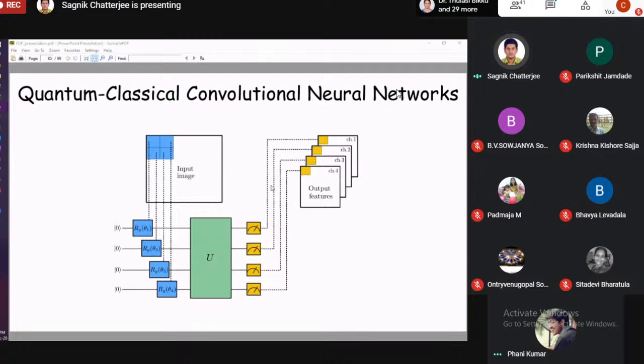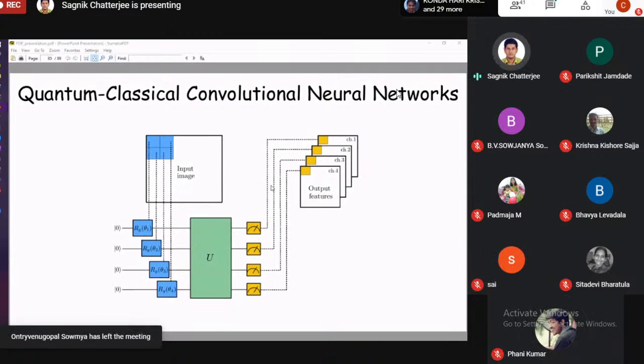So instead of using it as a classifier layer, we can also use it as kernels. So how do we use it as kernels? Each and every single pixel is applied to certain quantum operations, and you can have similar feature outputs as shown in the figure.